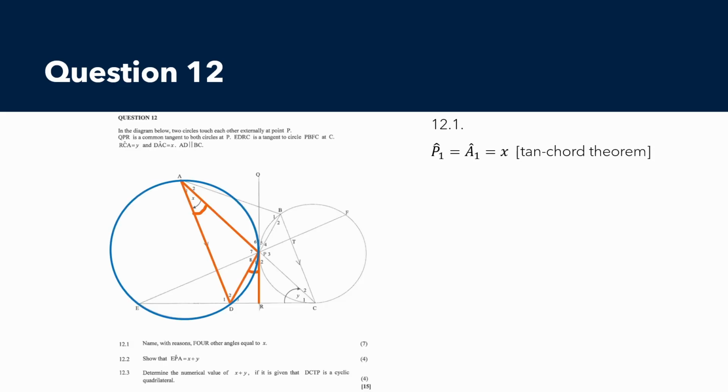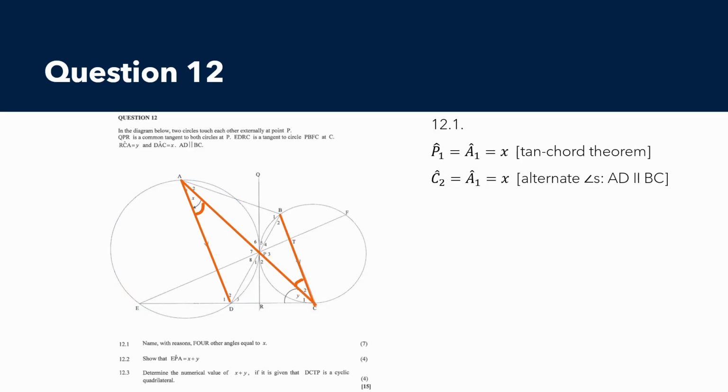First, I went on to say angle P1 is equal to angle A1 and they're both equal to X. The tan chord theorem was my reason. As you can see, that's a theorem that you need to know. Second, I went on to say angle C2 is equal to angle A1 and they're both equal to X. My reason was alternate angles because AD is parallel to BC. As you can see, I've also highlighted that in my diagram.